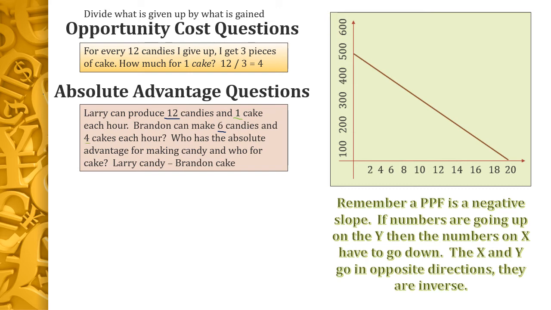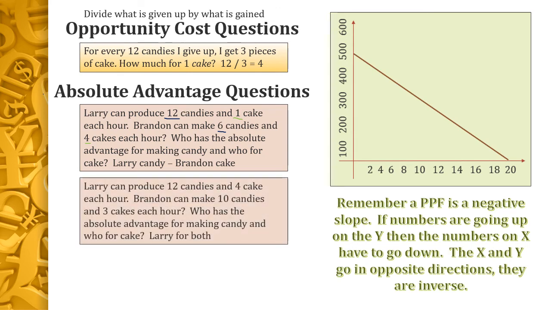So Brandon would have the advantage of making cakes. Now, one of the interesting things about absolute advantage is that one person can have the advantage for both. So in this particular example, we now have Larry making cakes, and Larry can make 12 candies compared to Brandon's 10 candies. Well, again, Larry's making more candies, so Larry has the absolute advantage for making candies.